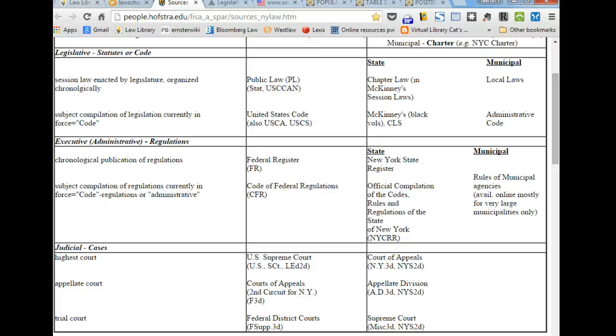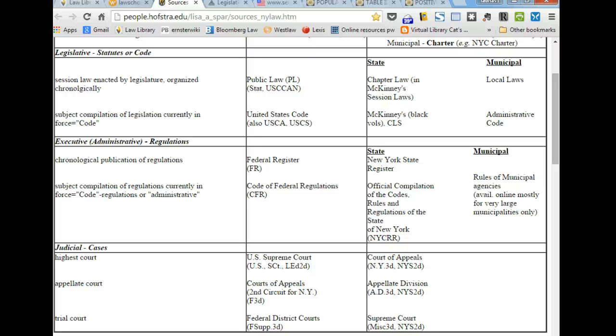But what happens is people come looking for McKinney's. They say, oh, look, McKinney's. And they pull out the red volumes, which are the session laws. And they get thoroughly confused because the citation systems are totally different. Whereas the McKinney's, what I call parenthesis black volume, if you look on the spine, it doesn't say McKinney's at all. It just has Public Health sections 4400 to end, or whatever volume, obviously, you happen to pull out.